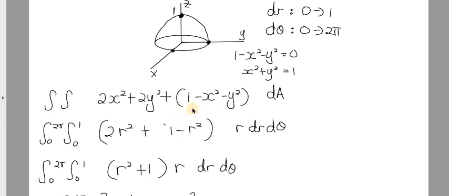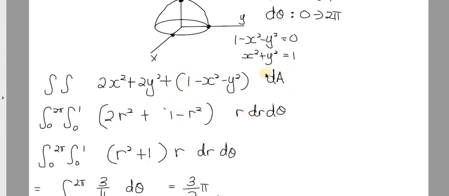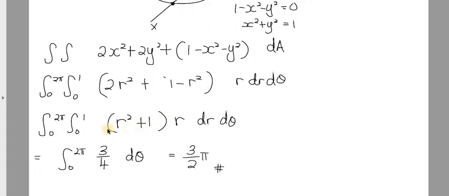So dA will become r dr d theta, and this thing you can transform to become r times 2r squared plus 1 minus r squared. So you will get this one. You can press the calculator for these sections, and after that you can press the calculator again when you want to integrate with respect to theta, and you will get this thing. You will get 3/2 pi.